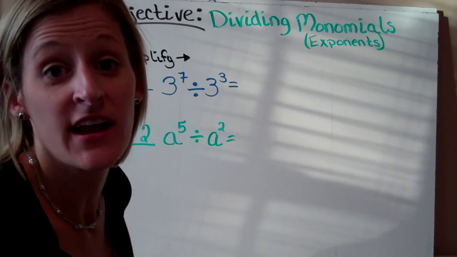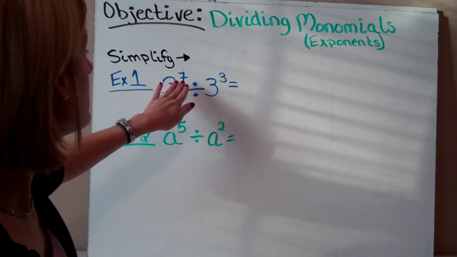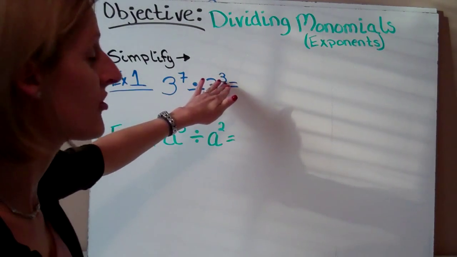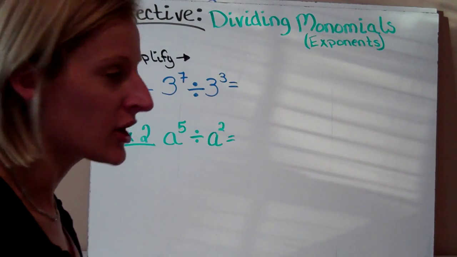Alright, let's look at dividing binomials, or exponents. If I have 3 to the 7th divided by 3 to the 3rd, first let's write it out and see how we're getting our rules.